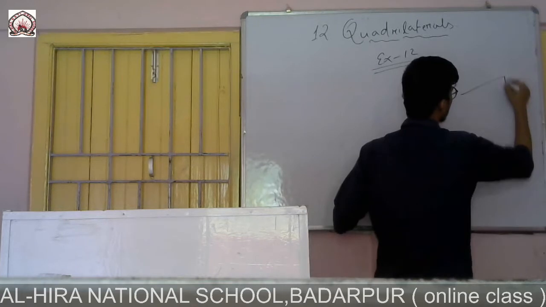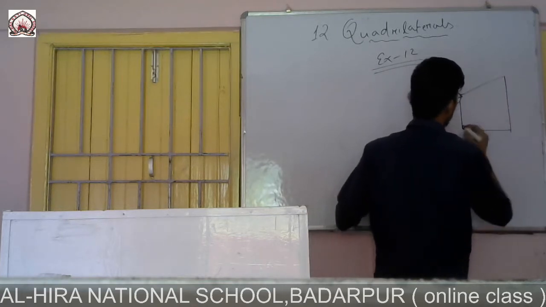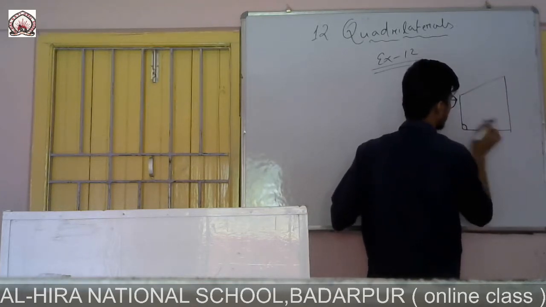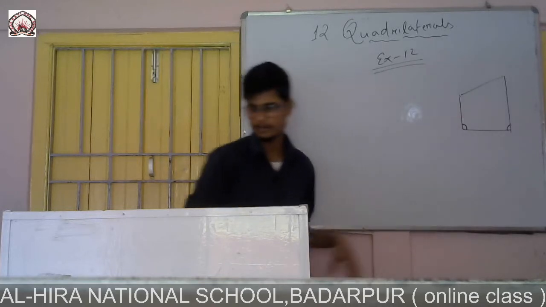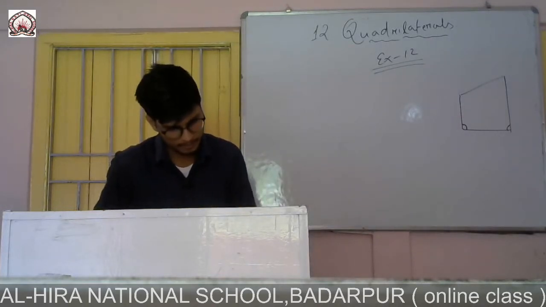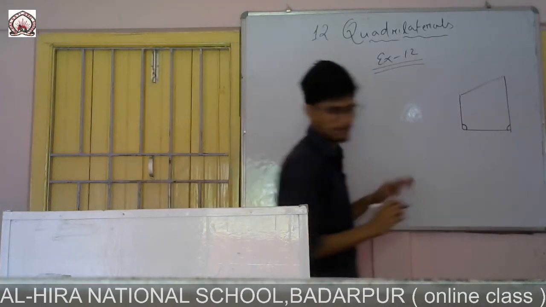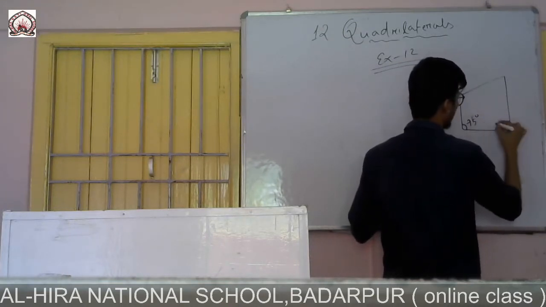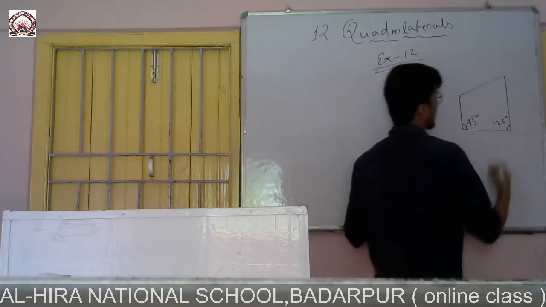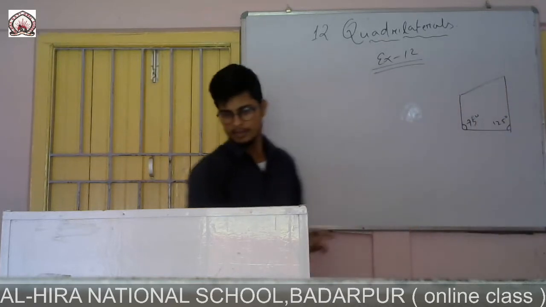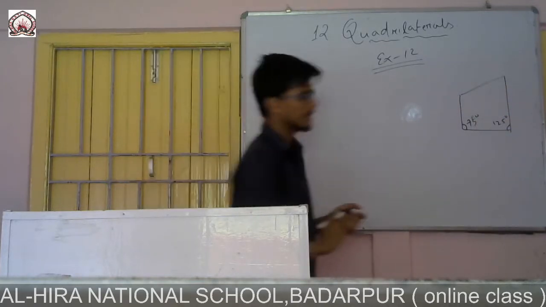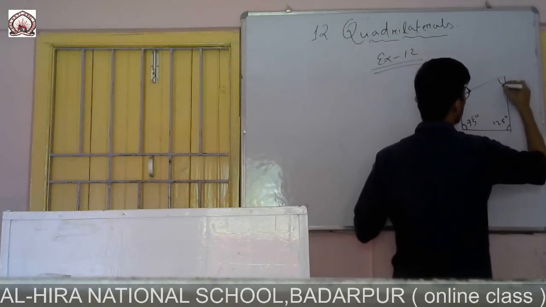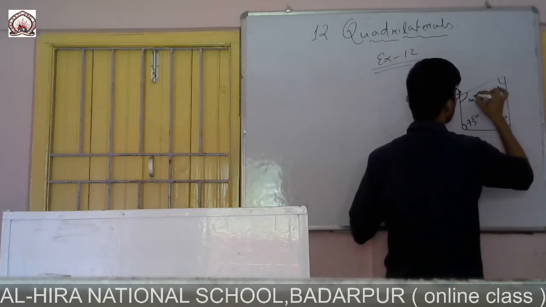If this is a quadrilateral, given two adjacent angles, let me take this one and this one, these two are adjacent angles. One is 75 degrees, another one is 125 degrees, and it is said that the remaining two angles are equal. So I let both of them be x degrees.